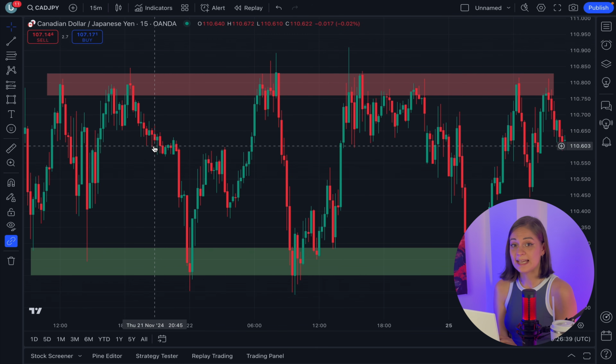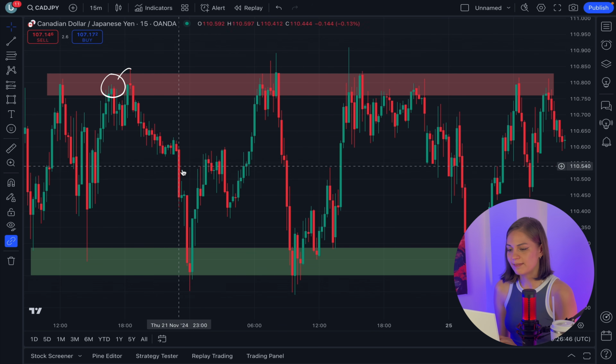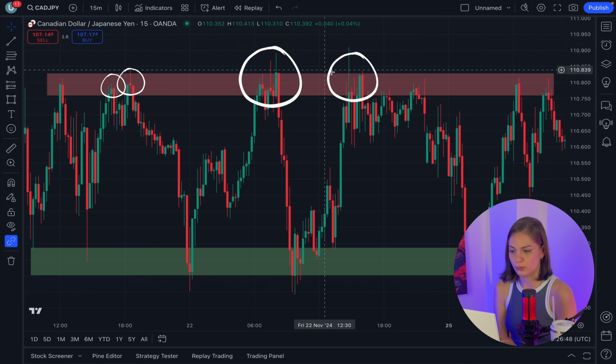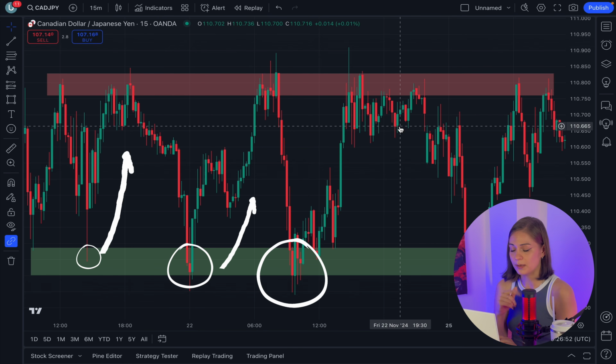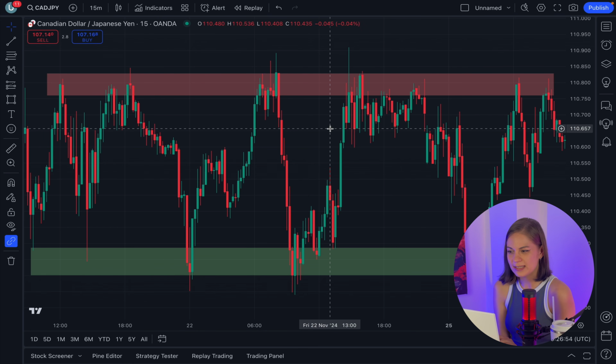When we're talking about static levels of support and resistance, we see something like this. So when the price reaches the level of resistance, which is the number one on the top, it drops down, and when it reaches the support, it jumps back up again. Why does this happen? What is the logic behind it?